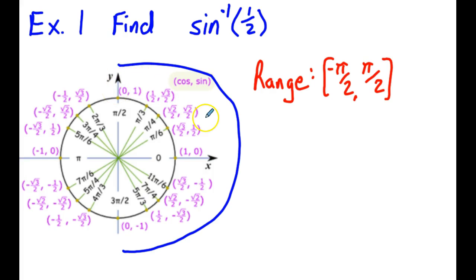So where in this section, this region of the unit circle, do I have a y value of 1/2? So if I look in the first quadrant, I have a y value of 1/2. The y value is referring to the sine. So my answer, I'm looking at that theta value, is going to be pi over 6.